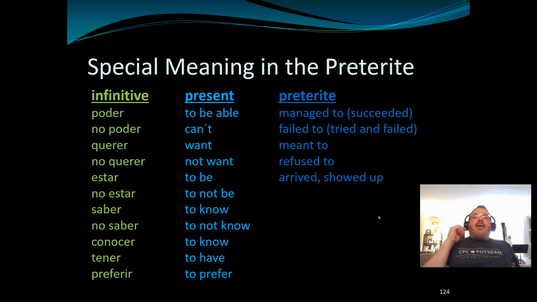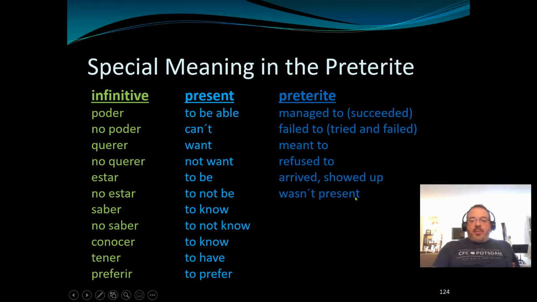The action that I'm referring to when I say I was at the movies was that I showed up at the movies. That's the action that took place. I arrived there. I went there. So if I say to you, where were you last night? And you said, estuve en el cine. Really what you're saying is I showed up there. I went there. Okay. No estar means that you weren't present. I was not there.